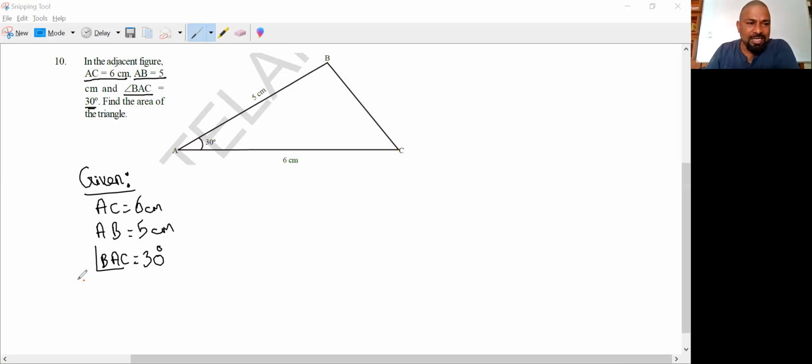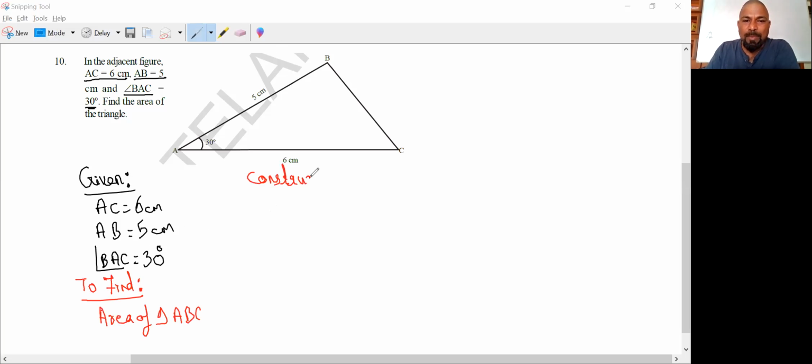Right, what is he asking us to find, Farah? He's asking us to find the area of the triangle. Right, what is the name of the figure? ABC. Is it clear? Now let us go for construction.